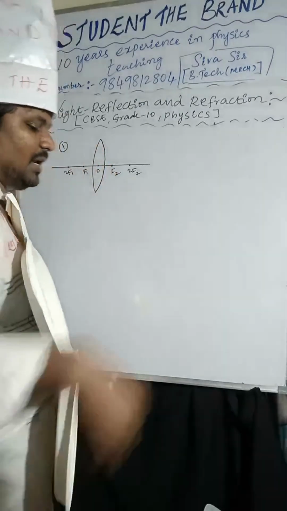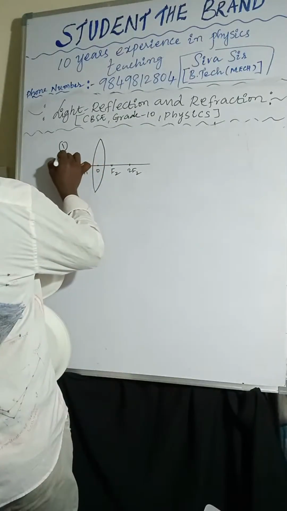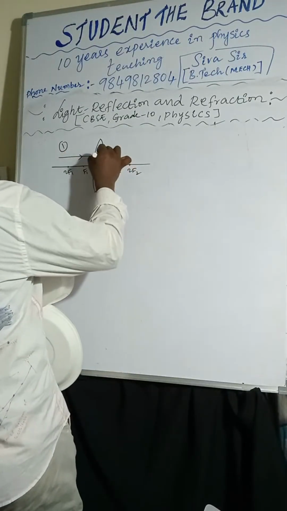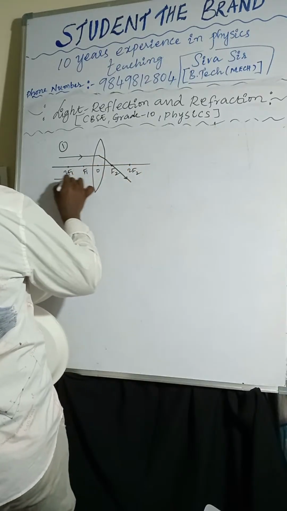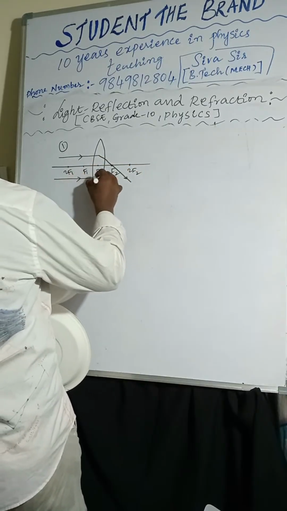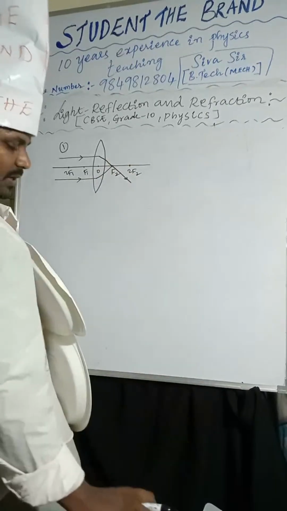So I am taking one light ray like this. After refraction it passes through focus. Another light ray I am taking like this. So after refraction it passes.